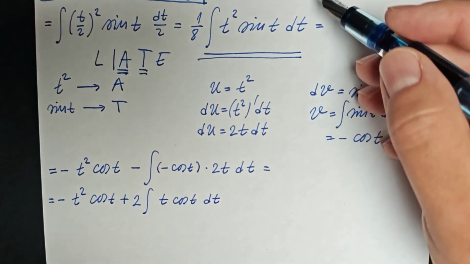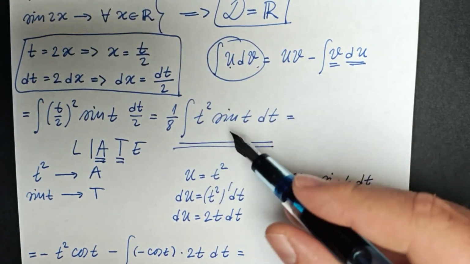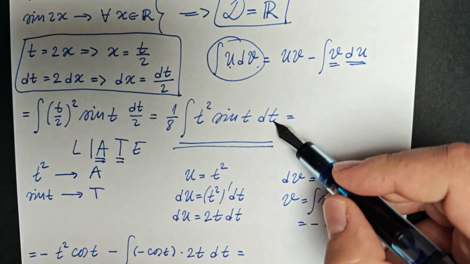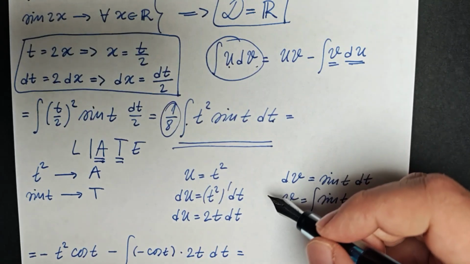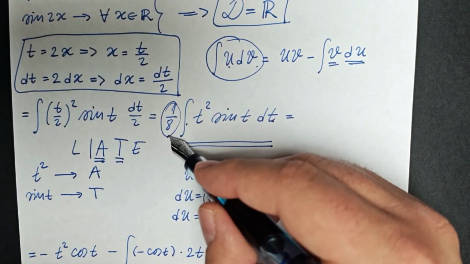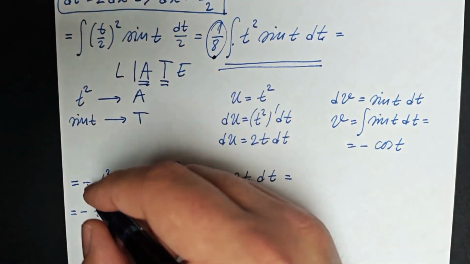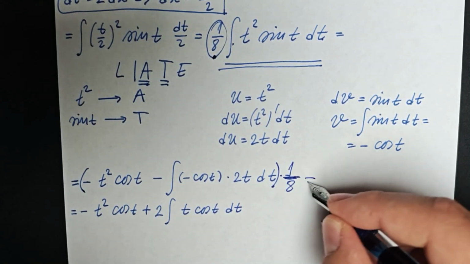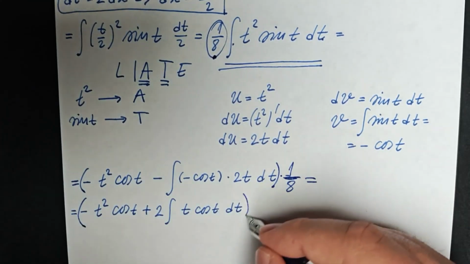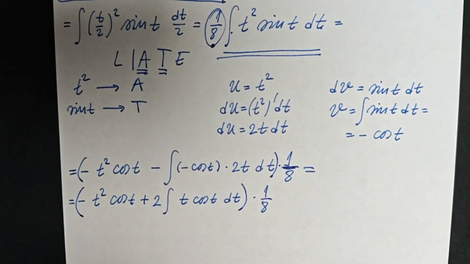Now remember here that this integral is of u dv. We have an integral of t squared sine of t dt, and in front of this integral we have 1 over 8 as a constant. We have to carry that constant until the end of our calculations. So this entire thing is going to be multiplied by 1 over 8. We have to not forget that 1 over 8, as I almost did here.